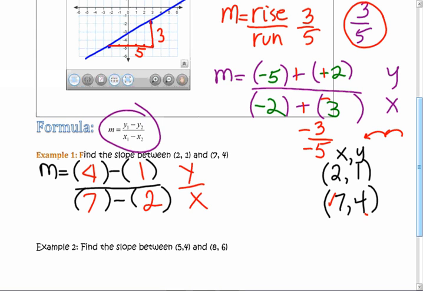Michael, what am I going to get in the numerator? 4 take away 1 is what? 4 take away 1. No. I have $4, but you're going to take 1 away. How much will I have left? There you go. What's 7 take away 2? I couldn't hear him. He's pretty quiet. 7 minus 2 is what? 5. Good. 3/5.